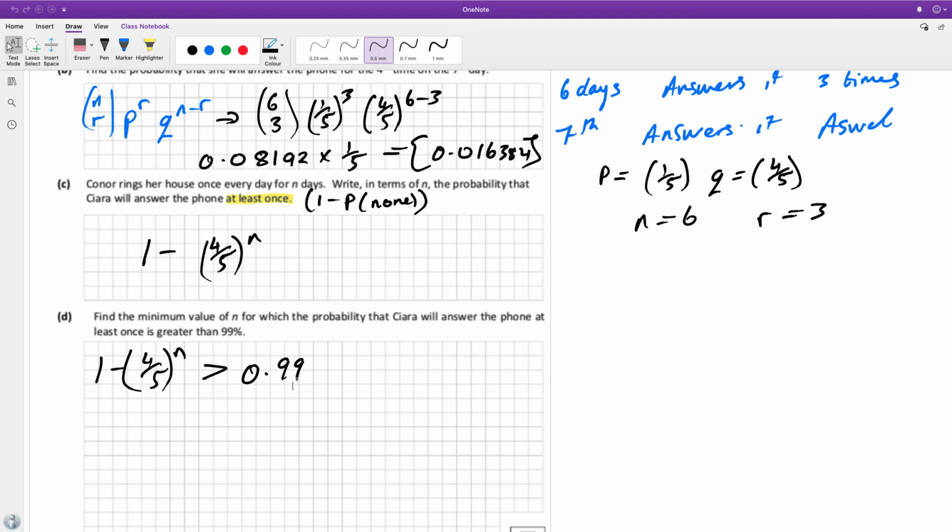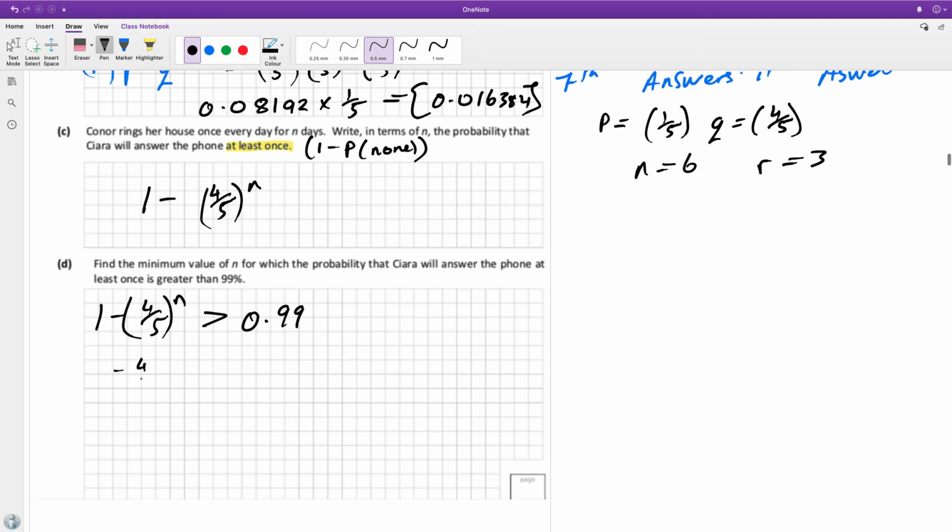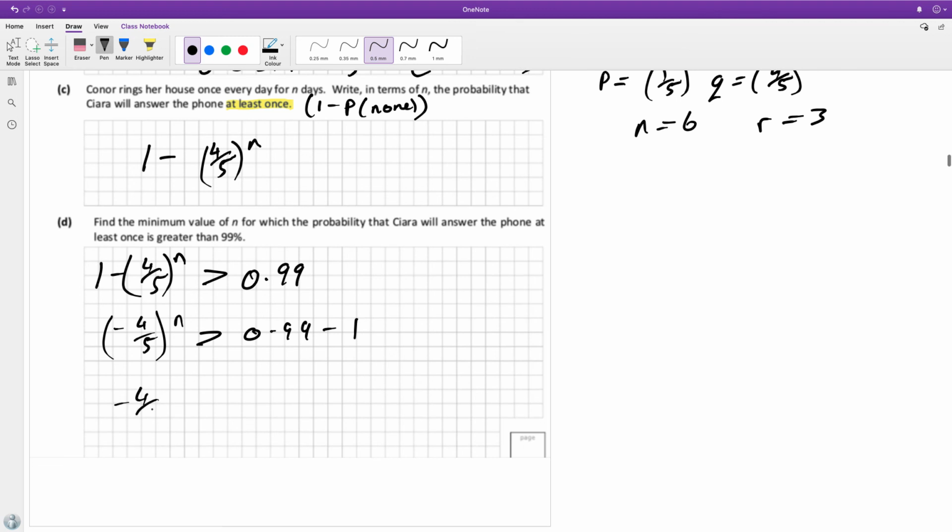So, minus 4 over 5 to the power of n is greater than 0.99 minus 1, which is negative 0.01. Cancel your minuses. 4 over 5 to the power of n is greater than 0.01. Now, as I said, normally we could use our log rule.